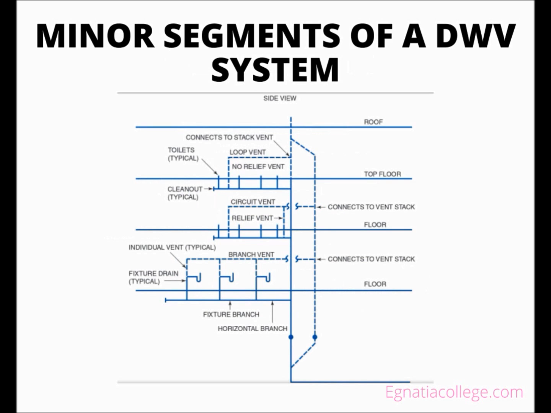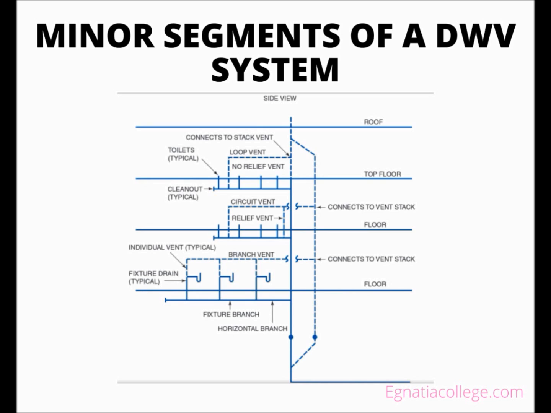Minor segments of a DWV system. The minor segments are part of a fully functioning system. Even when many minor segments are not part of a design or installation, the major segments still exist. Major and minor segments are similar to a tree with branches and twigs. A tree's trunk supports its branches and twigs. A DWV system's major segments support its minor segments.